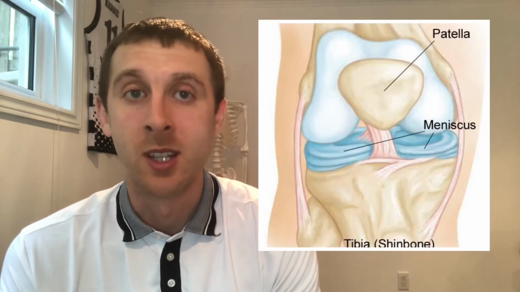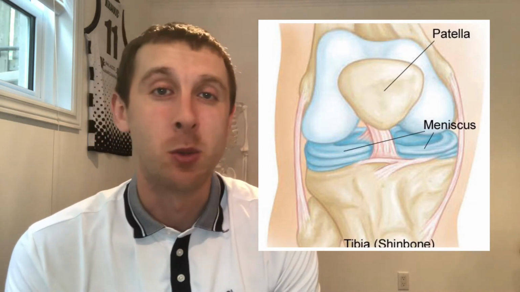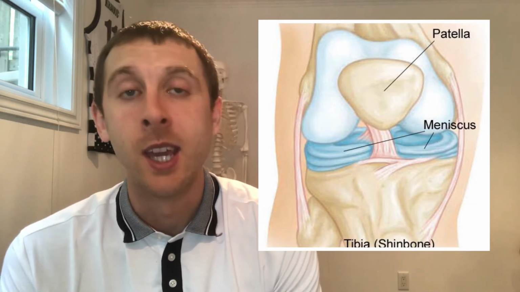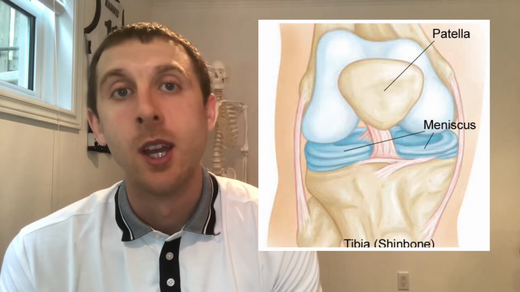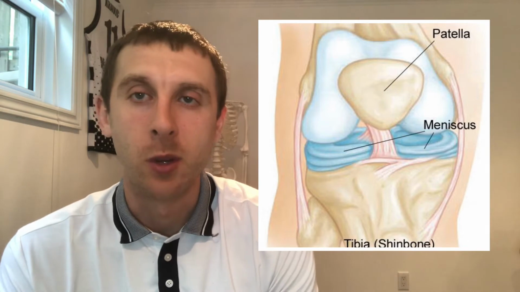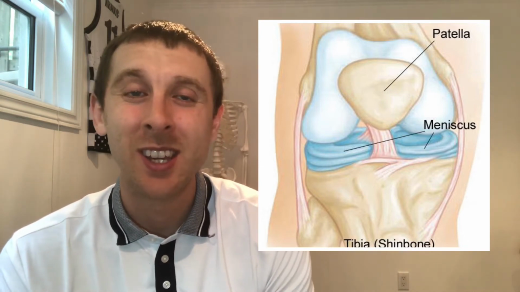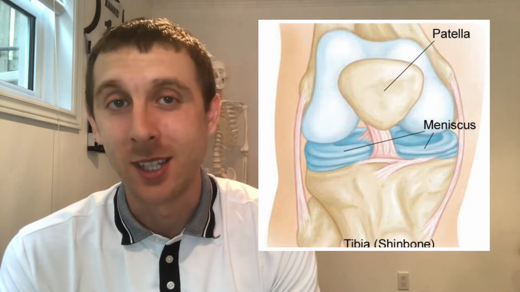So, before we chat about meniscal tears, what is the meniscus? There are two menisci, plural for meniscus, in our knee. And these menisci sit in between our shin bone and our thigh bone. They are a type of cartilage structure, and we have our medial meniscus, which is on the inside of the knee, and then we have our lateral meniscus, which is on the outside of the knee.